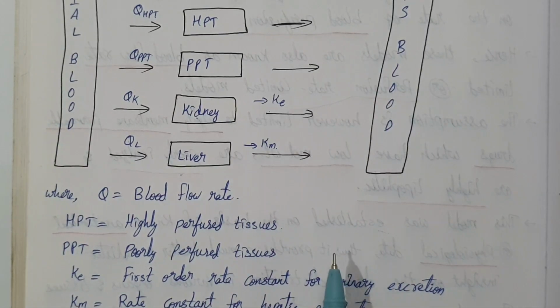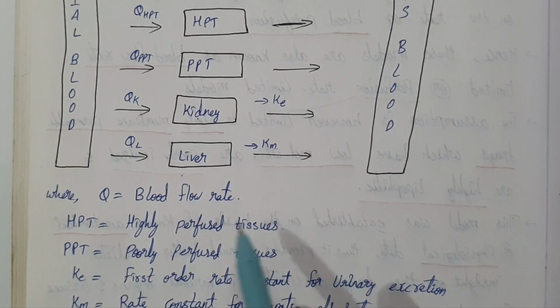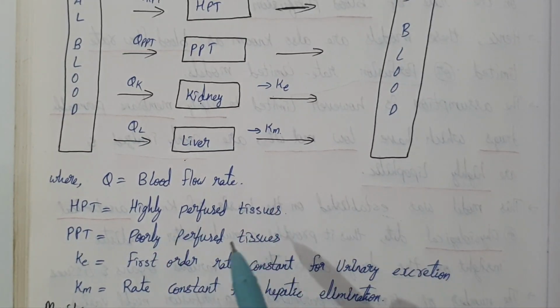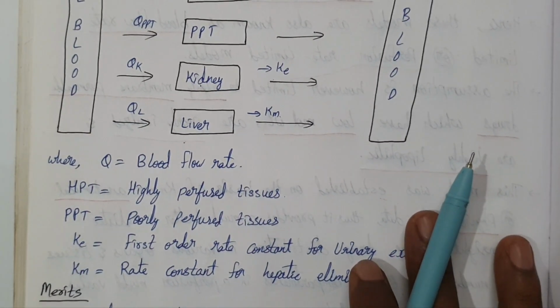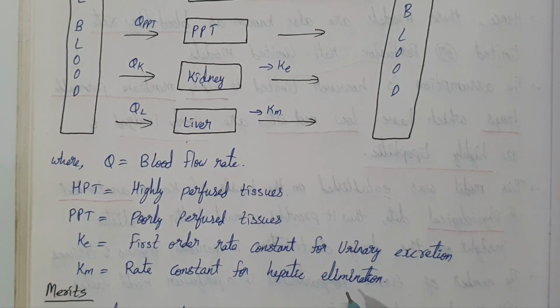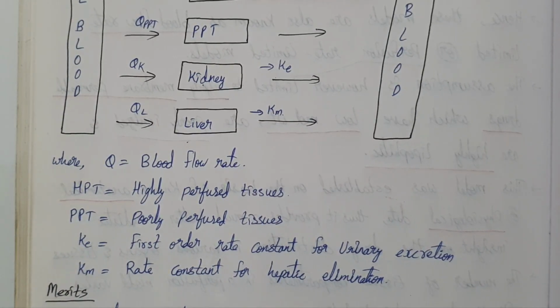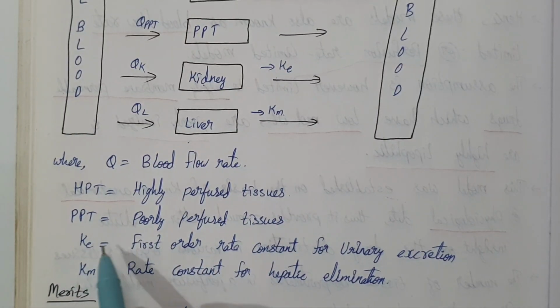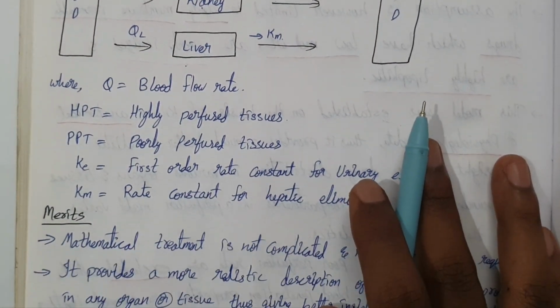Here Q stands for blood flow rate to each organ or tissue group, and remember Ke is the rate of urinary elimination, Km is the rate of hepatic metabolism elimination. Okay, so HPT is highly perfused tissues and PPT is poorly perfused tissues.